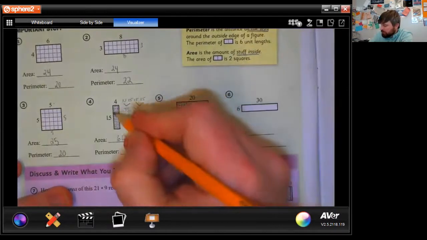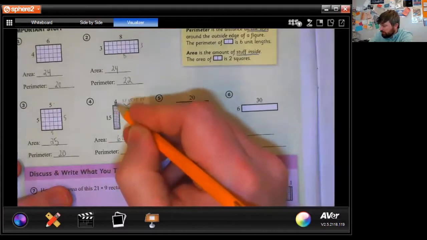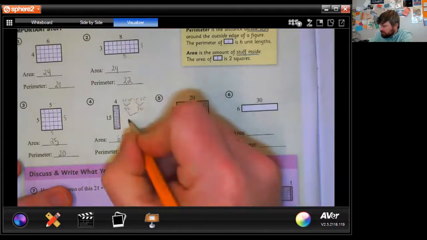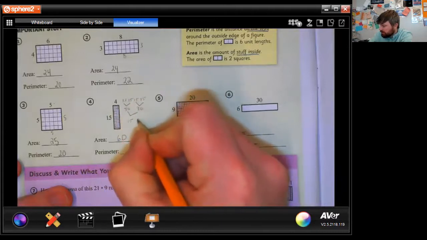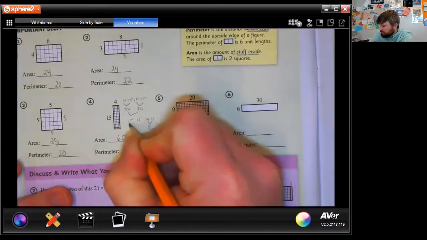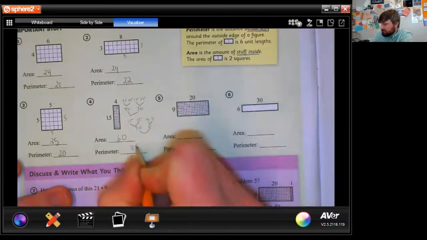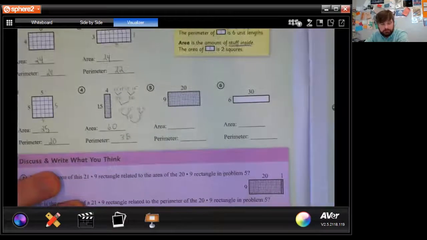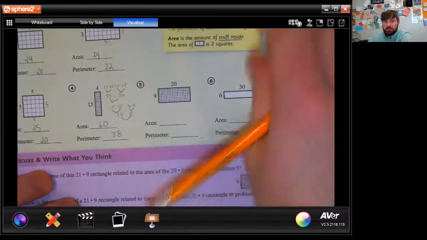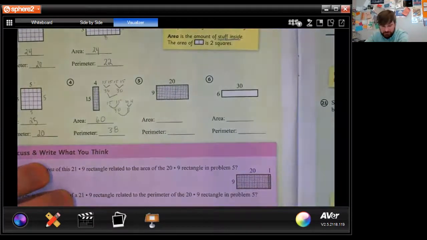For the perimeter, we have 15, 4, 15, and 4. So you get 15, 15, 4, and 4. 4 and 4 is 8. 15 and 15 is 30. 30 plus 8 is 38. Okay, again, you could just count them, but the boxes are getting so small on these, it's difficult.